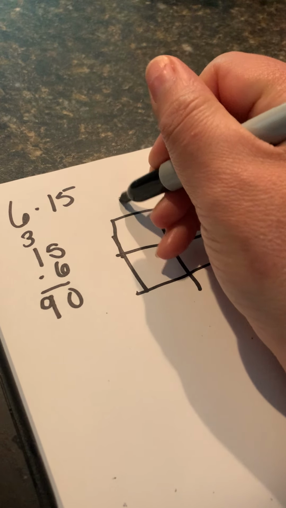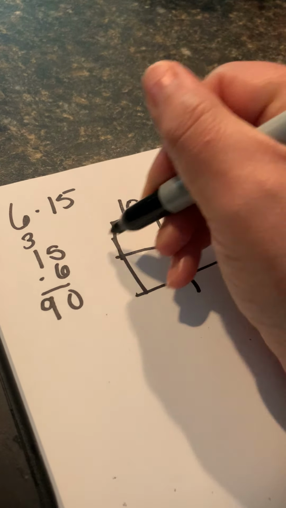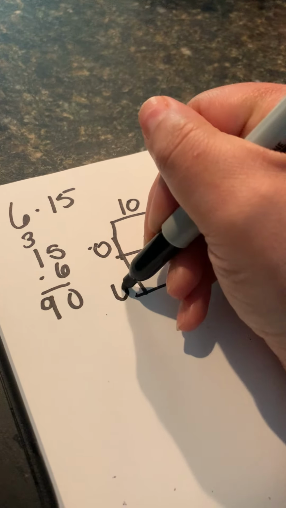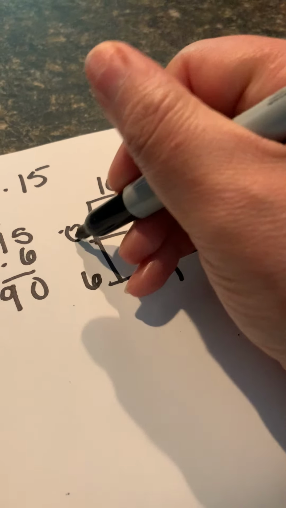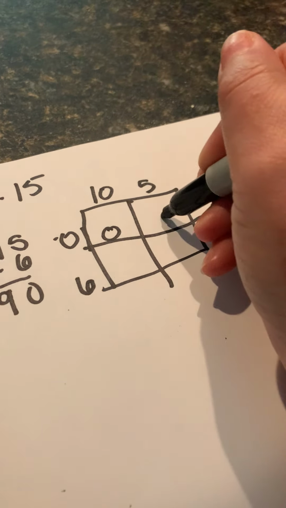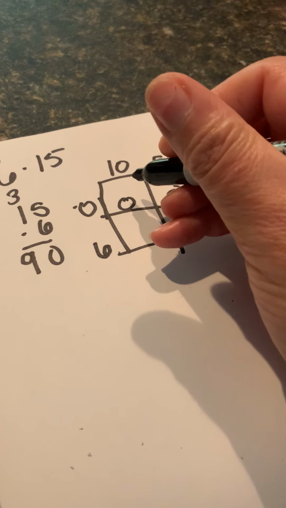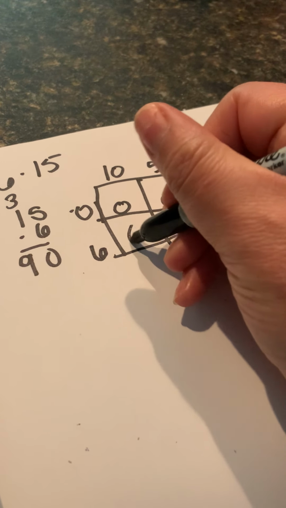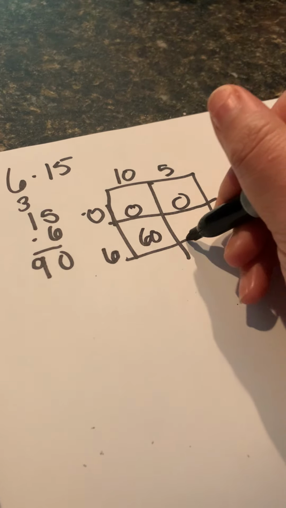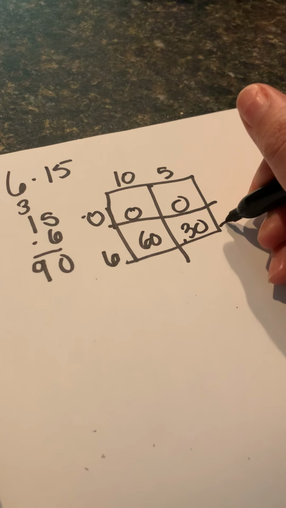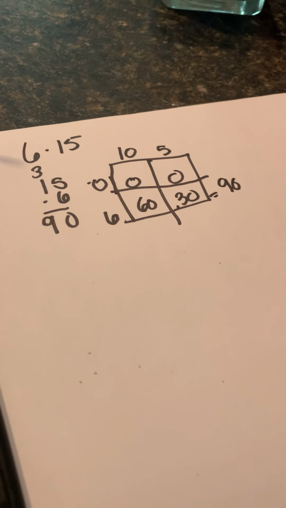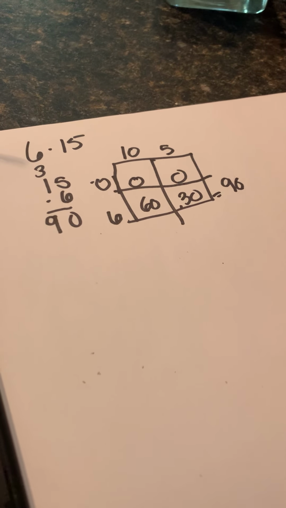So I have 10 and 5 is 15, 0 tens and 6 ones is 6. So 0 times 10 is 0, 0 times 5 is 0, 6 times 10 is 60, 6 times 5 is 30. We add them across, that's 90. So that's possibly the two best ways to use it. That's the way we've done it before.